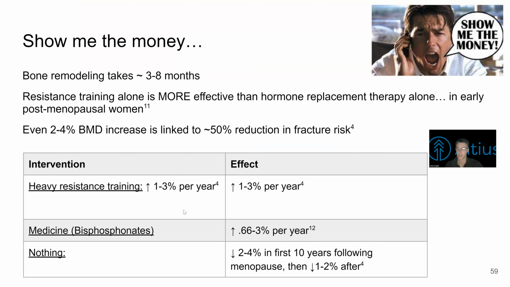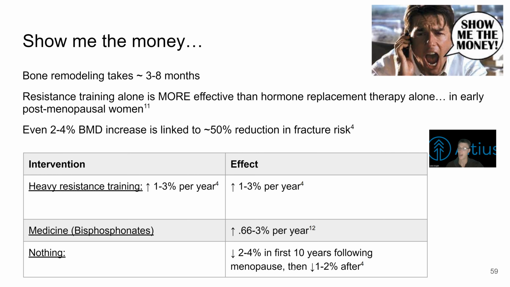This table here compares a couple different interventions or tools for tackling osteoporosis. On the top here we have heavy resistance training, and then we have medication, and then just doing nothing. If I do nothing, and I'm a woman and I experience menopause, I can expect that within the first 10 years following menopause, I'm going to lose roughly 2 to 4% of my bone mineral density every single year for 10 years.